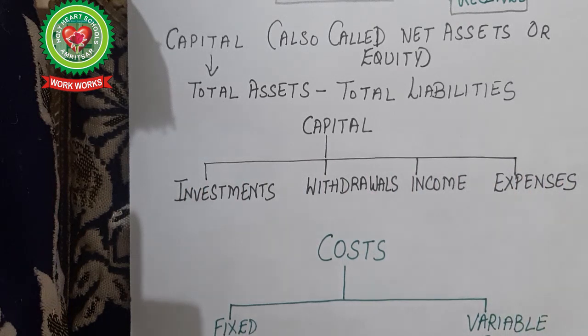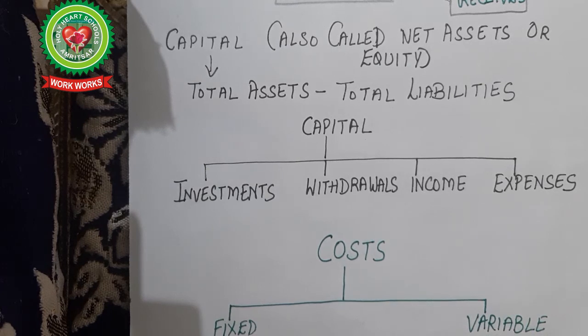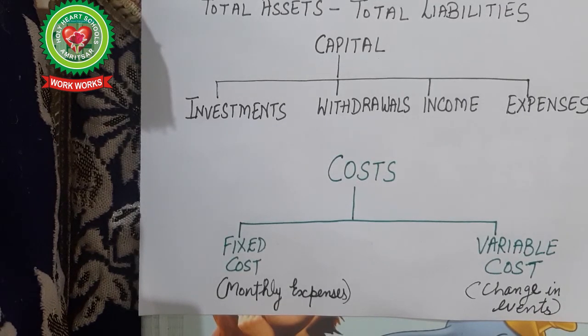Now we are covering costs also. We have two types of costs incurred in a business. First is fixed cost, another is variable cost. For fixed cost we have monthly expenses like rent for a month, electricity bill, your phone connection charges, your school bills, which you have to pay every month. Fixed costs are decided and you have to pay them.